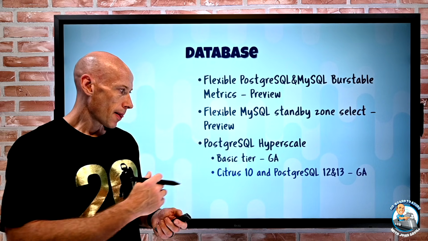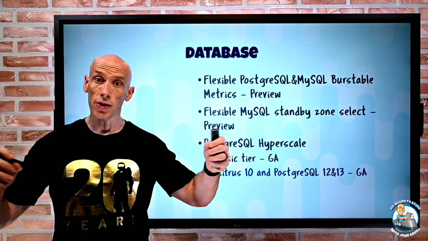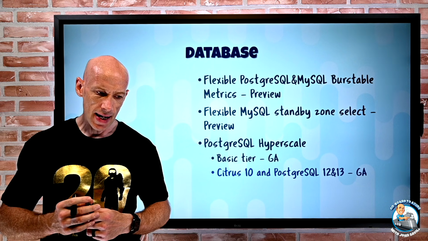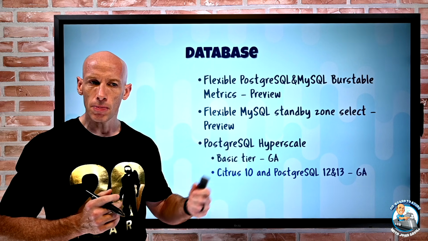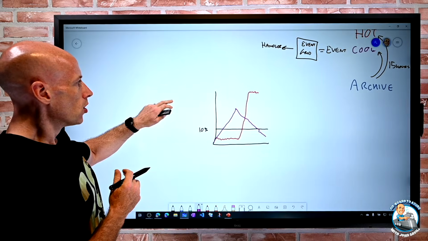Citus 10 is now GA. So again, that's the technology that lets us shard the data over multiple instances. That adds things like columnar compression. That columnar is kind of a big deal.